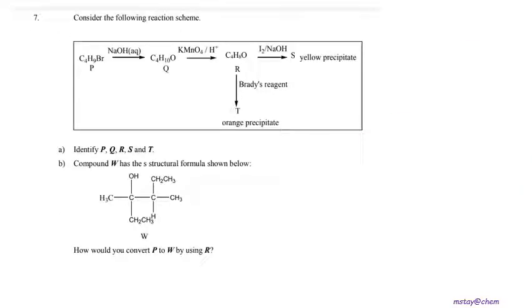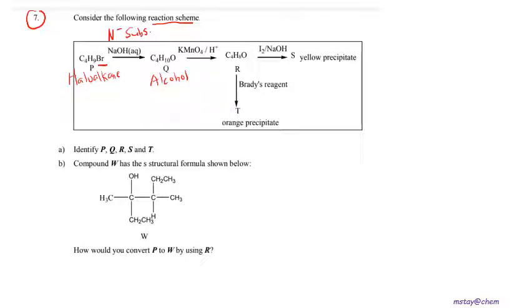Okay, now let's proceed to tutorial question number 7. We look at the question: complete the reaction scheme. C4H9Br, once we see the halogen, we know P is basically a haloalkane. The haloalkane reacts with aqueous NaOH and undergoes nucleophilic substitution, where the bromine, Br, is replaced with OH. So Q is basically the alcohol.